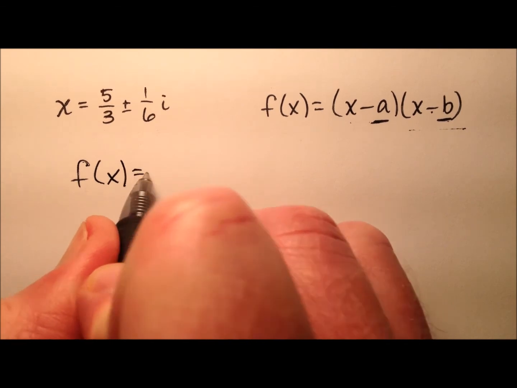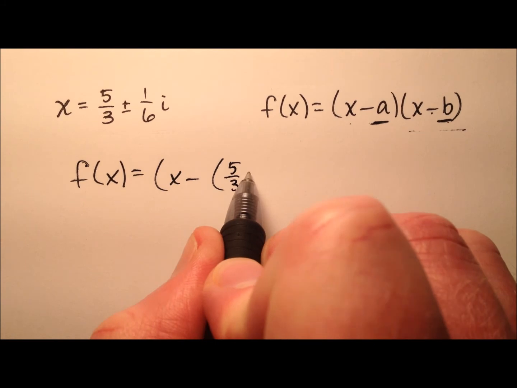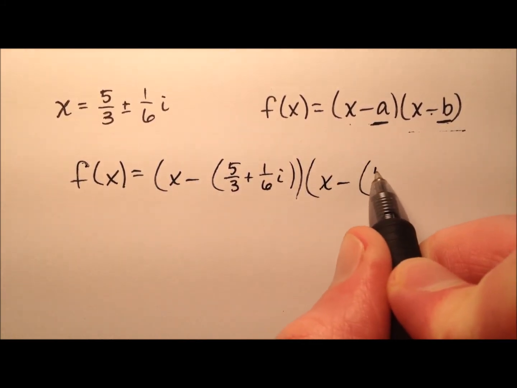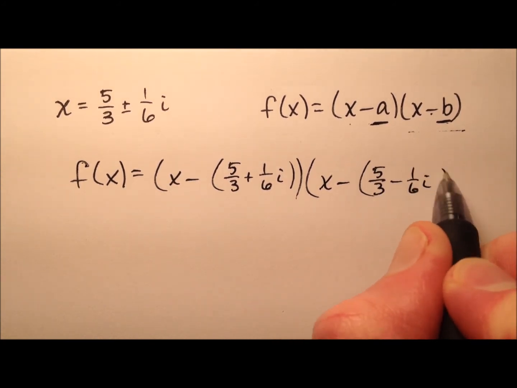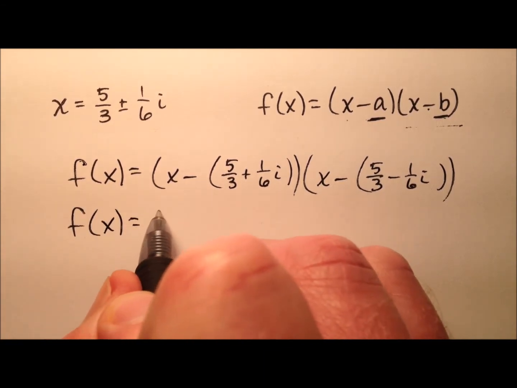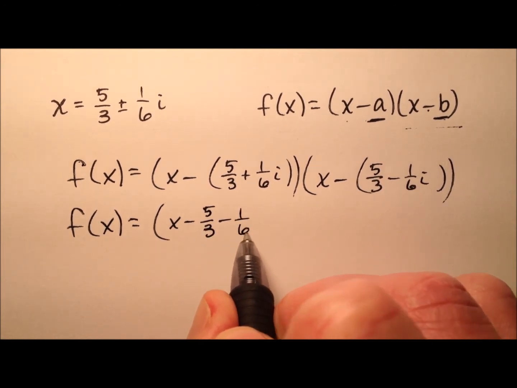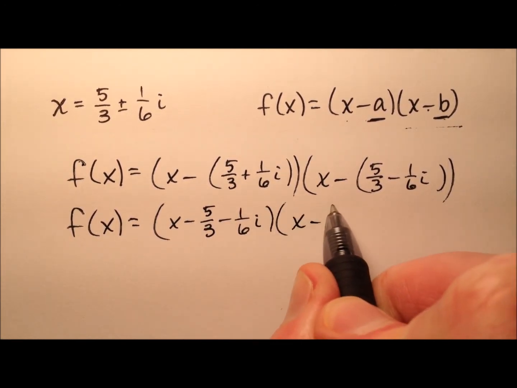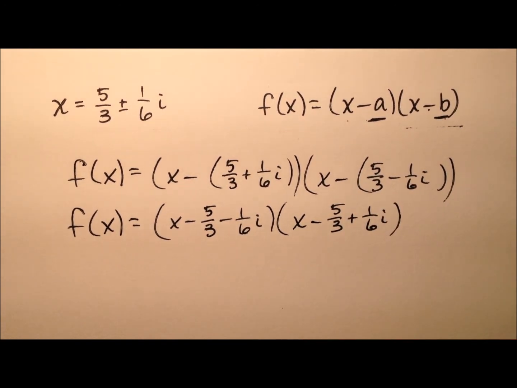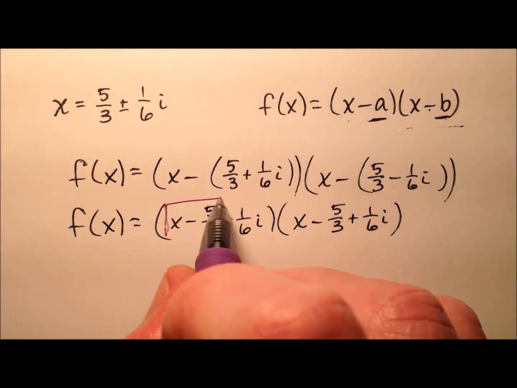f of x equals, so it's going to be x minus the quantity 5/3 plus 1/6 i, and then x minus the quantity 5/3 minus 1/6 i. Okay, so same as before, we're going to go through and simplify some stuff. So x minus 5/3 minus 1/6 i and x minus 5/3 plus 1/6 i. And once again, we can use this difference of squares factorization.